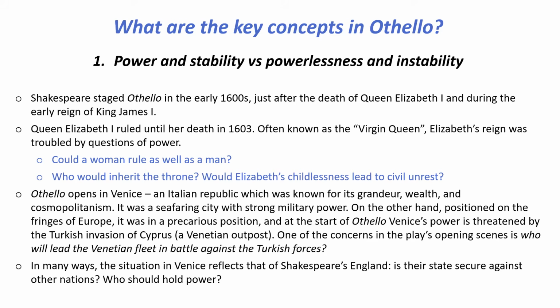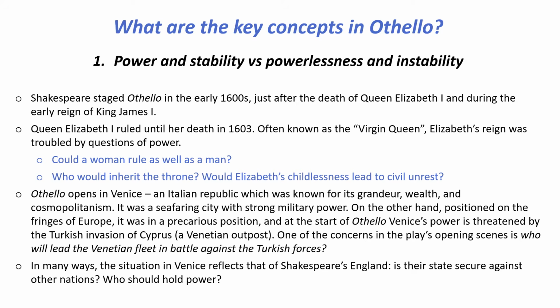And in many ways, this prompts the question, is the state of Venice or the state of England secure against other nations, and who should hold power, and what's the morality of the person who holds that power, and what is their responsibility? Is their responsibility primarily to themselves to gain more power, as we've seen happens in Macbeth with the tragic hero there, or is the responsibility towards securing the future of the people?